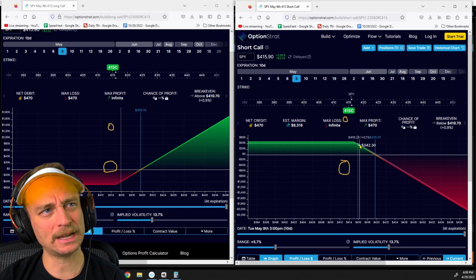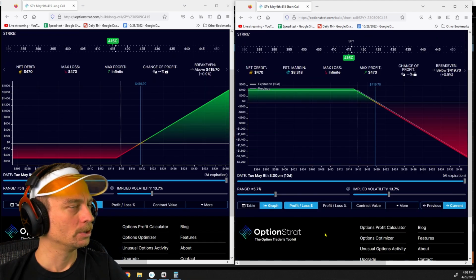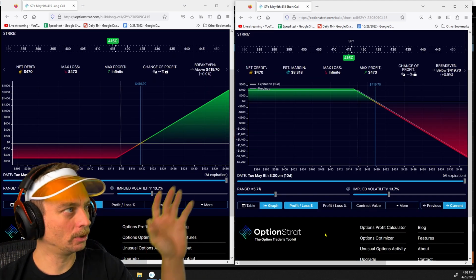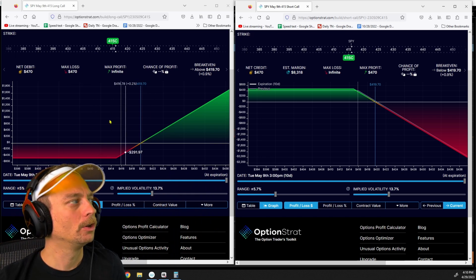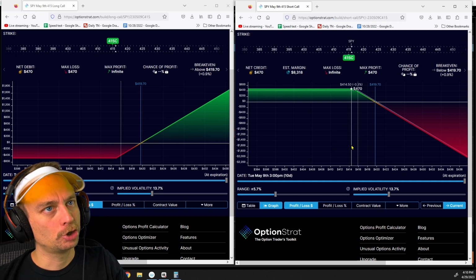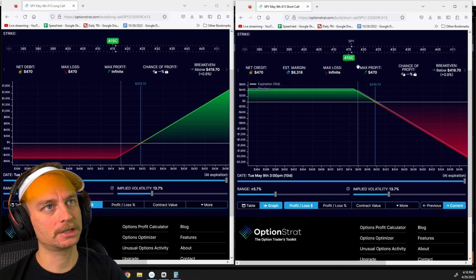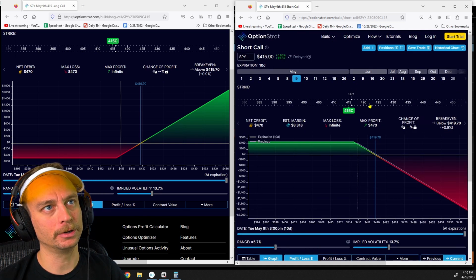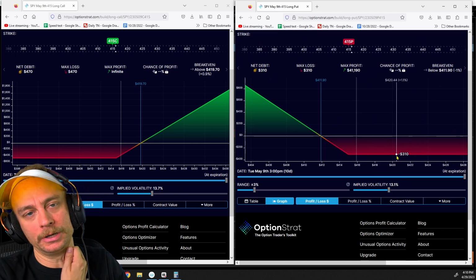Now let's take a look at the actual put. So just take a look at this. This is what the long call on the left looks like, right? Long call over here. That's what it looks like on expiration. Short call. That's what that looks like on expiration. Now let's take a look at a put. So here is buying a put.